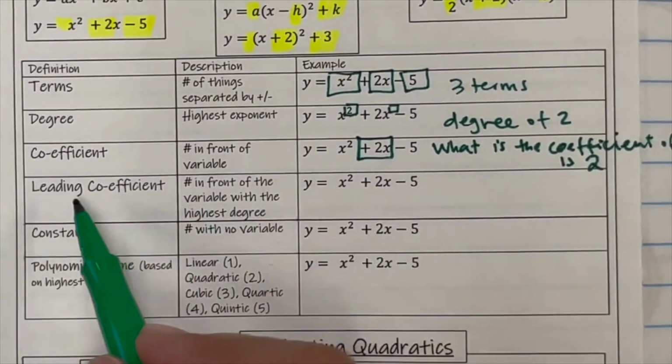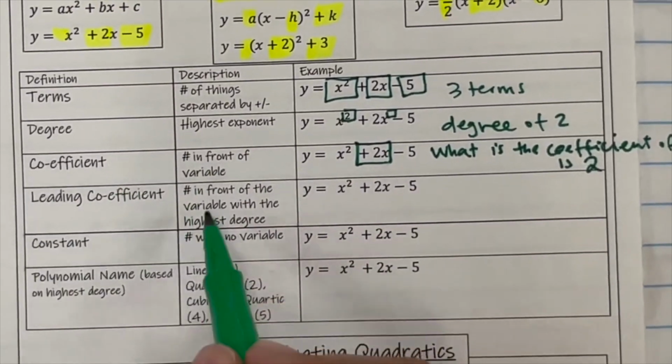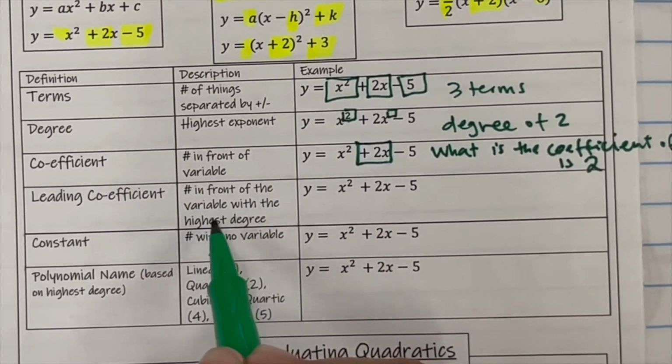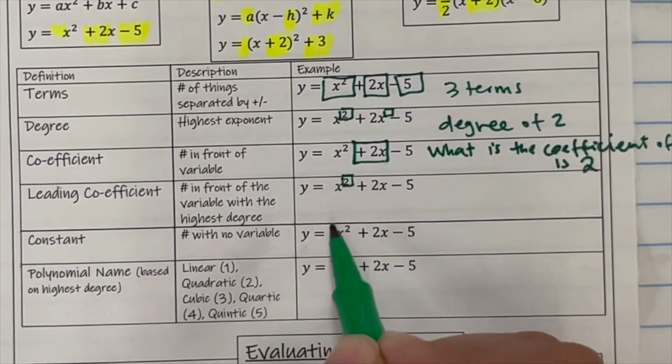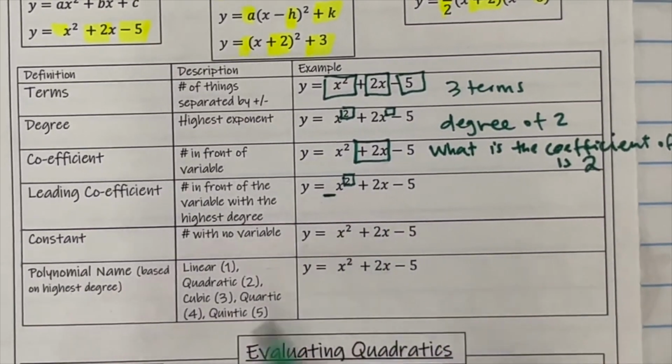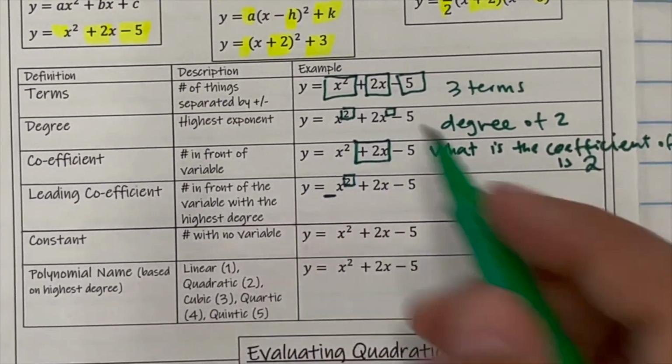All right, next one. The leading coefficient is the number in front of the variable with the highest degree. So again, find your highest degree. That's this one right here. Highest degree. What is the number in front of it? If there's no number there, it is an invisible 1.